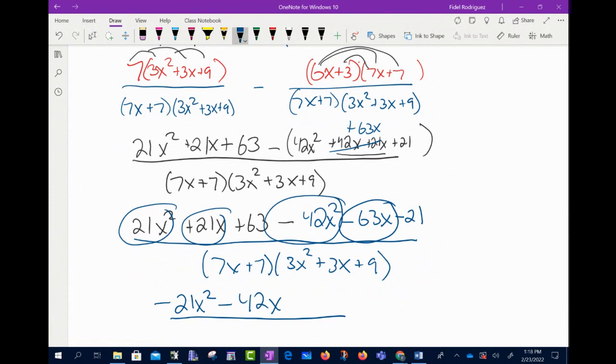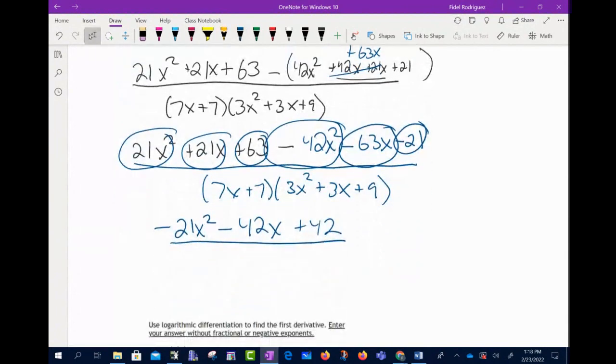Excellent, good. Negative 42 with an x. And then finally, what about a 63 and a 21? 42? Positive, right? Okay, we're almost done, y'all. Almost done. Take a look here.